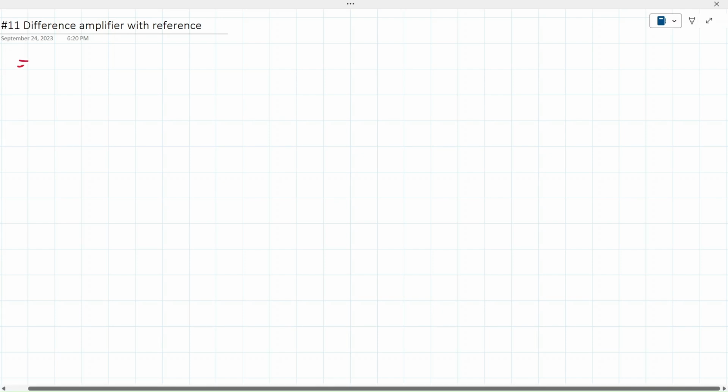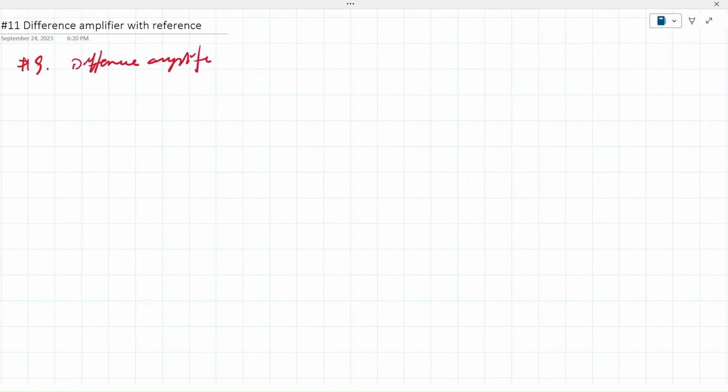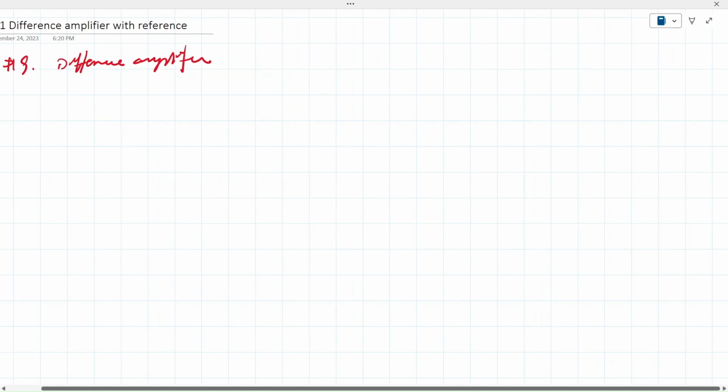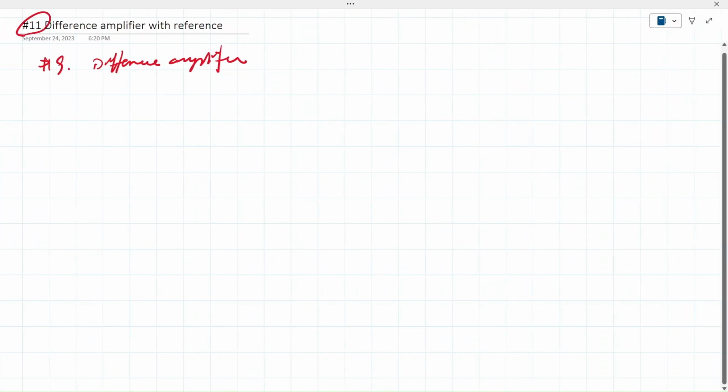Video number 9, we talk about difference amplifiers. It's like a simplified version of difference amplifiers. So in this video, 11, let's talk about a more generic form of difference amplifiers, and also the implication of difference amplifiers.